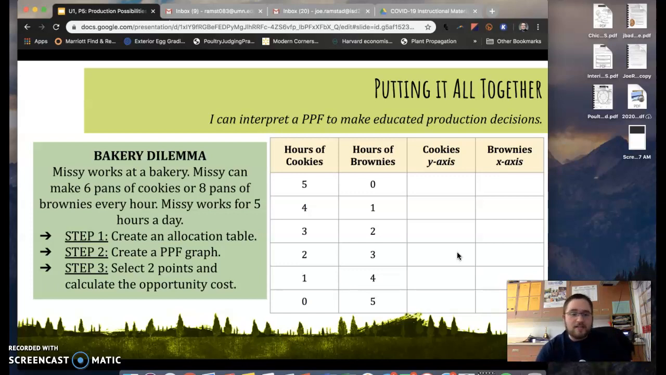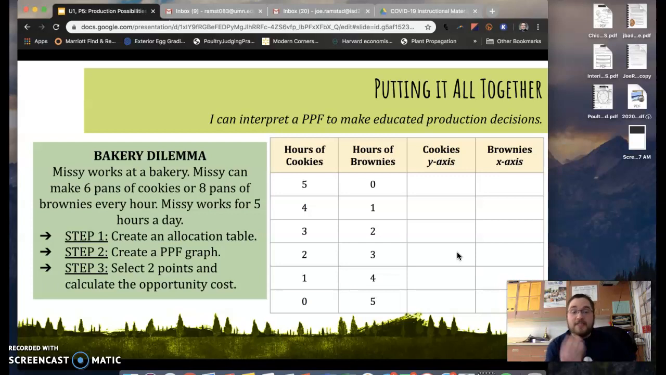So let's talk about Misty and her bakery. She's got this bakery and she can make 6 pans of cookies or 8 pans of brownies every hour. And dang, that's pretty efficient. For me, it takes me like 2 hours to make 1 pan of brownies. So go Misty, but in this bakery, she works 5 hours a day. So per hour, she can make 6 pans of cookies or 8 pans of brownies each hour, okay?